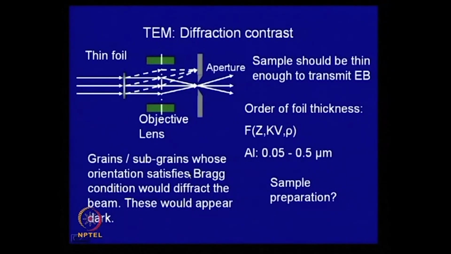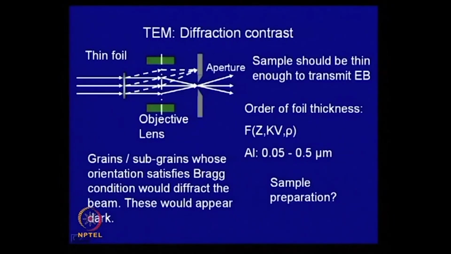Now, how do you get that contrast, like in an optical microscope, because certain beams are reflected out. So, you get some image contrast in the case of an optical microscope. Now, how do you get a similar type of contrast in a transmission electron microscope is illustrated over here.